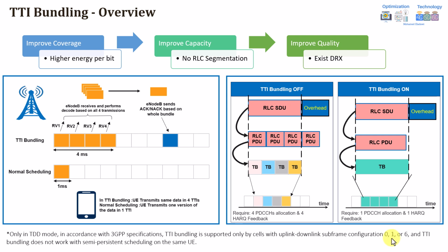TTI bundling requires 4 TTIs for uplink, right? That's why you have this limitation for TTI bundling. That's why it's only supported by the configurations 0, 1, and 6. But usually those configurations are not used. Usually we use subframe configuration 2, and it also doesn't work with semi-persistent scheduling for the same UE. So this is just an extra comment. Now let's move forward to see how you can verify TTI bundling from the UE logs.